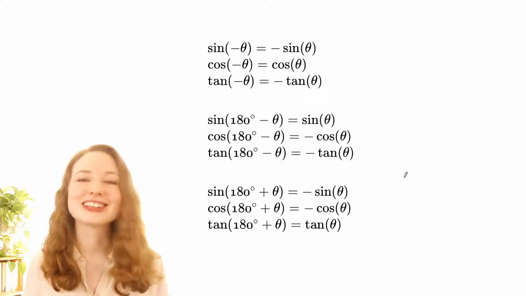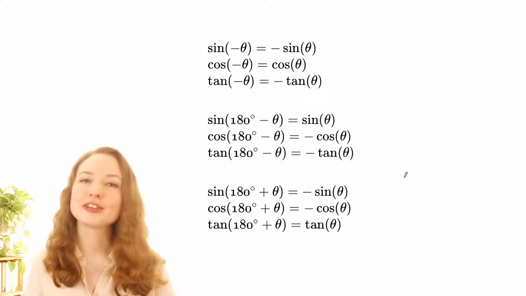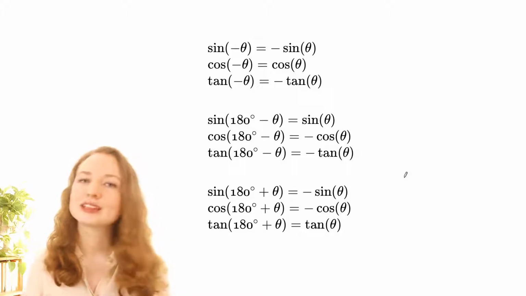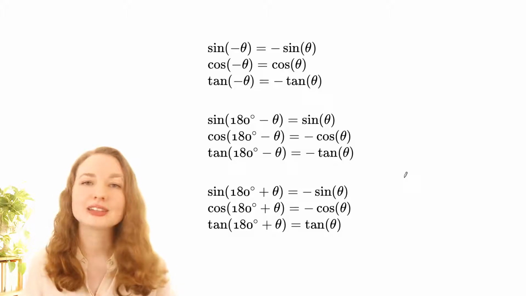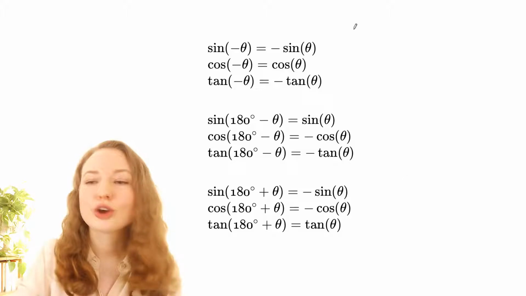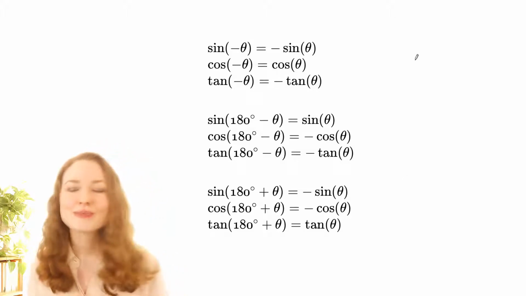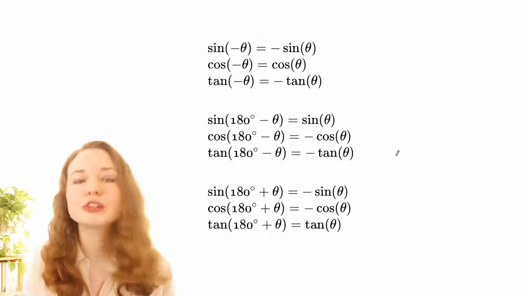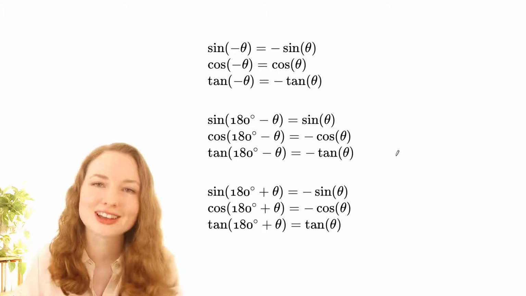Okay, trig identities. So I'm going to be using the definitions of sine, cos, and tan that I went over in my previous video. That sine is the y-coordinate, cos is the x-coordinate, and tan is the slope on the unit circle. So if you don't know what I'm talking about, go back to my previous video. Now I'm going to be focusing mostly on these identities, but first I thought I'd go over some other ones that you can easily get from the unit circle.